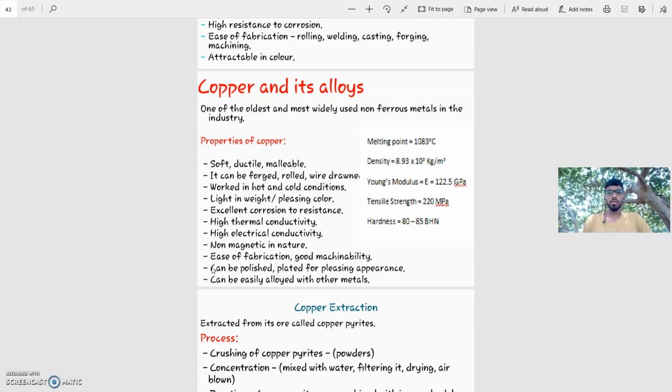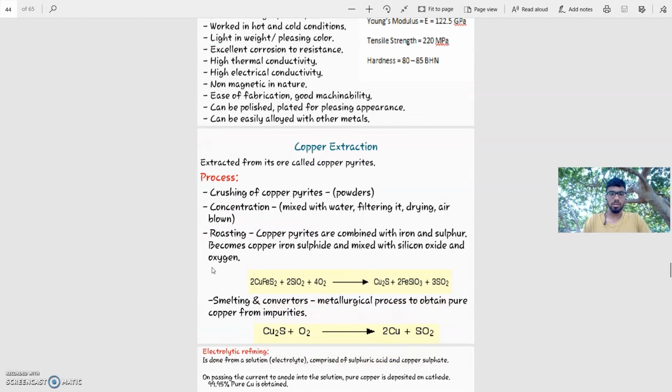There are some other properties of copper and its alloys. The melting point of copper is 1083 degrees Celsius, and the density of copper is 8.93 x 10^3 kg per meter cube. Young's modulus of copper is 122.5 GPa. Tensile strength is 220 MPa. Hardness is 80 to 85 BHN. Now we'll see how copper is extracted.